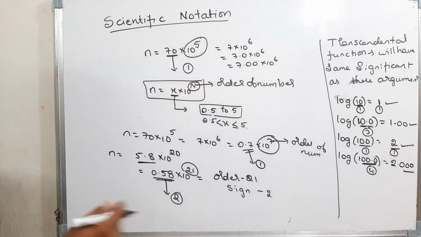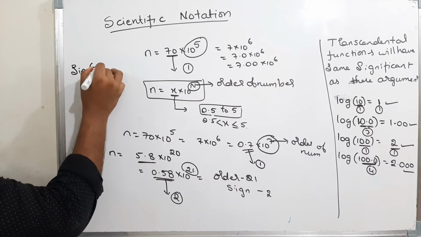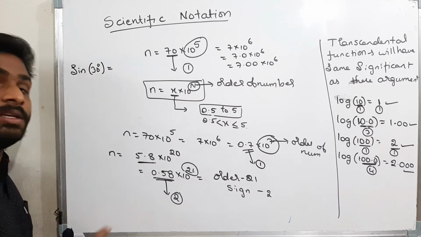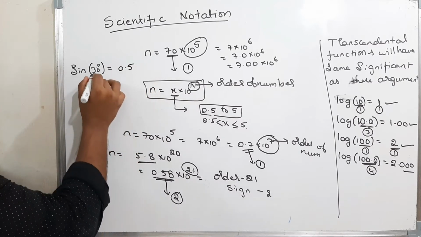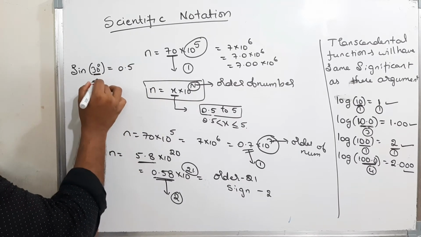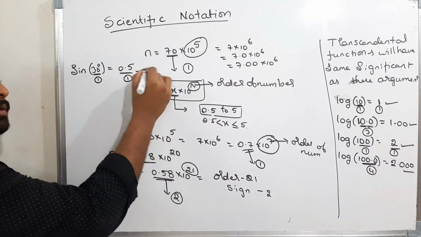Now, if you take sine values, same here. Sine 30 degrees. Sine 30 degrees is equal to how much? Sine 30 is nothing but 1 by 2. That is 0.5. Now, how many significant figures are there? 30 has 1 significant figure. In the answer, how many significant figures are there? 1. Therefore, this is right.